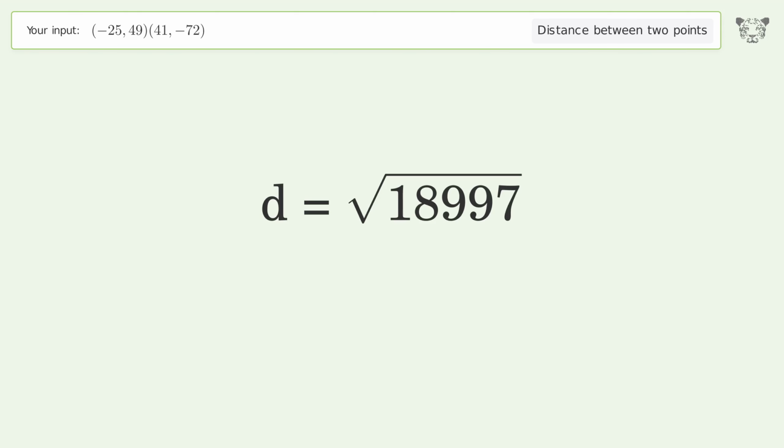And so the distance between the 2 points is the square root of 18,997, or 137.83.